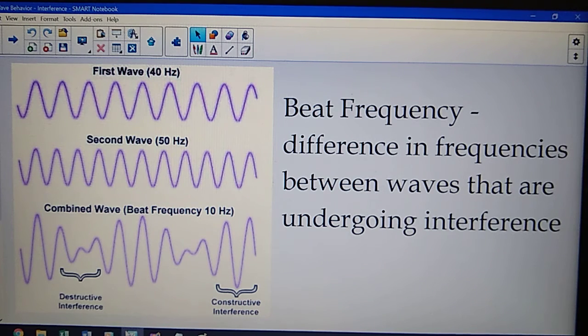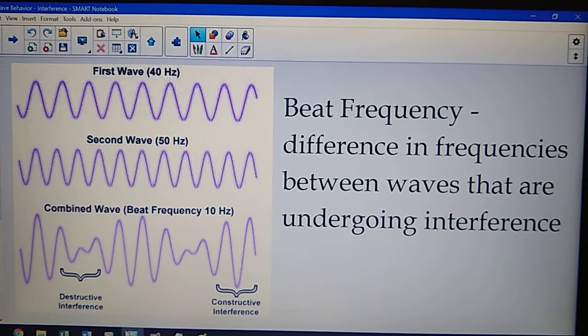Now, one of the things you might be more familiar with is the idea of a beat frequency. This would occur if you have two waves that are interfering that are not exactly the same frequency. A beat frequency would be the difference in frequencies between waves when they undergo interference. This would be something like if you were at a stoplight and you had your turn signal on, and the car in front of you also has their turn signal on. You might notice that every now and then the clicks you hear for your turn signal match up with them, but then they slightly get out of sync.